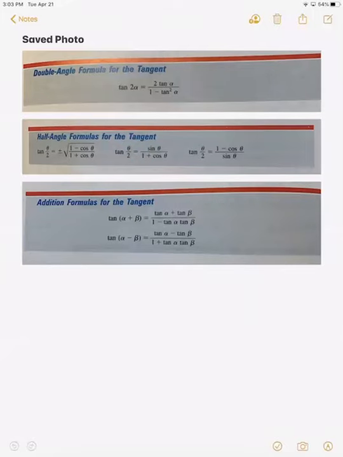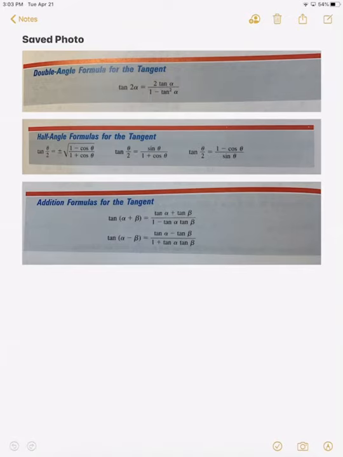Hello, Honors Algebra 2. It is Wednesday, April 22nd, and we are on our last section of Chapter 13 on formulas for the tangent. Okay, this is it. We're done after today. So we'll have a quiz tomorrow on Thursday and chapter review, and then we will have our test on Monday.